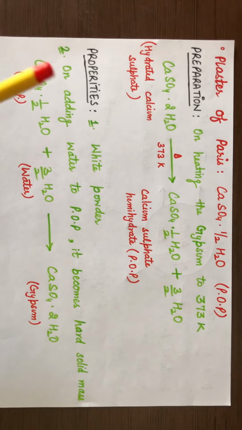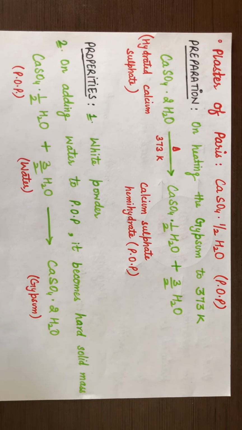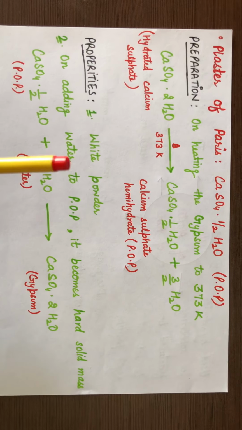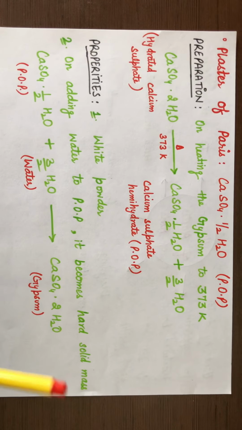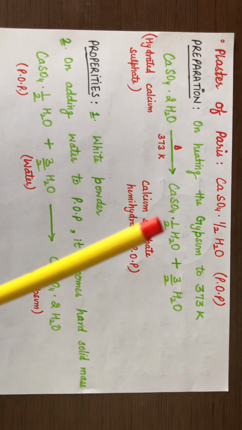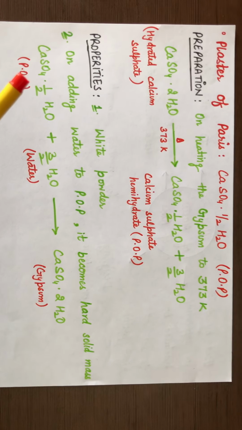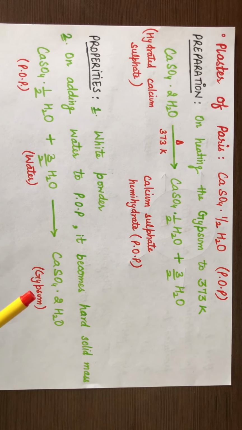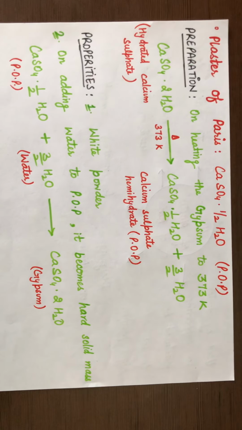So what are the basic properties of plaster of Paris? It is a white powder, and the important one is, on adding water to this POP, meaning plaster of Paris, it again becomes a hard solid mass, which is known as gypsum. Meaning this reaction can be reversible also. Calcium sulfate hemihydrate when reacted with water gives the hard mass known as gypsum, calcium sulfate dihydrate, CaSO4.2H2O.